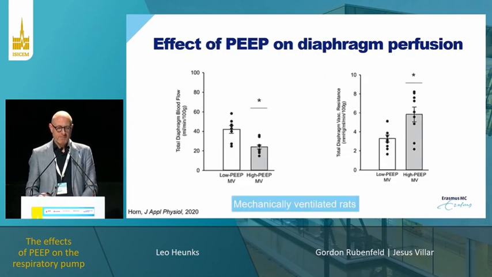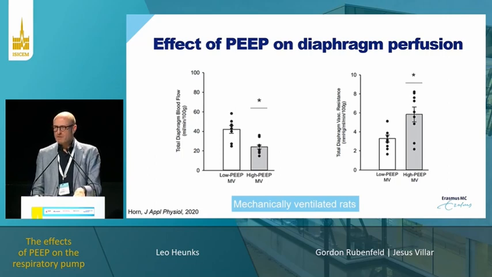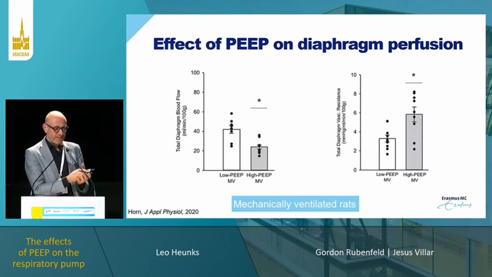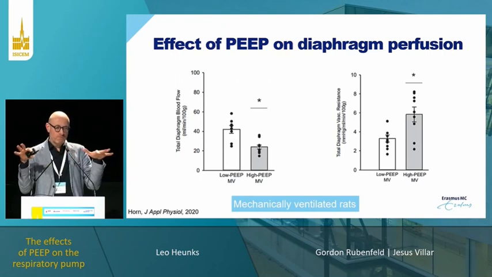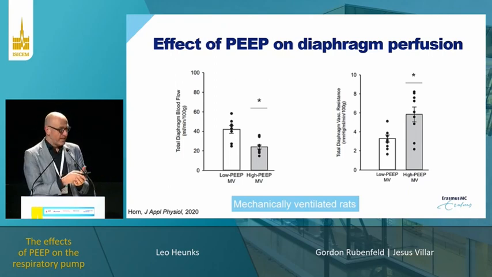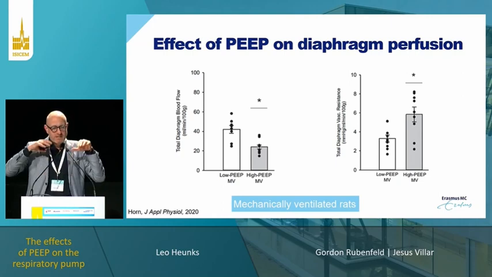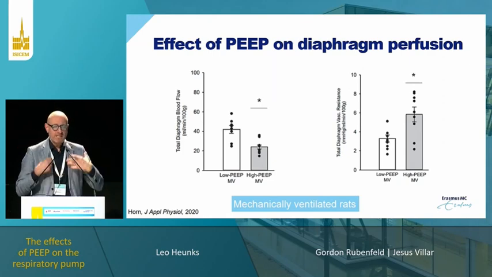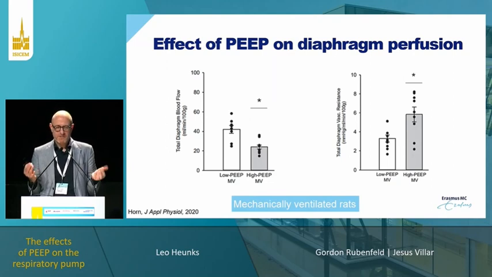Again, a small sidestep, and I think this is important as well. What is the effect of PEEP on perfusion of the diaphragm? This is an animal study, rats mechanically ventilated at different levels of PEEP, low and high PEEP, and they measured perfusion, blood flow in the diaphragm. And as you can see right here, increasing the level of PEEP actually impaired diaphragm perfusion. And this was at least partly explained by increased vascular resistance.